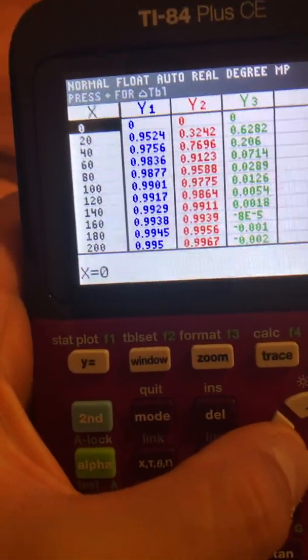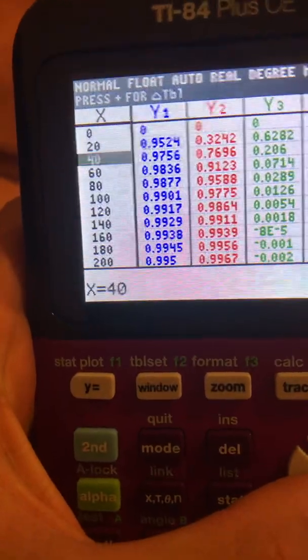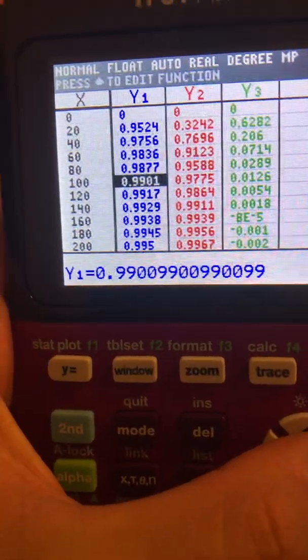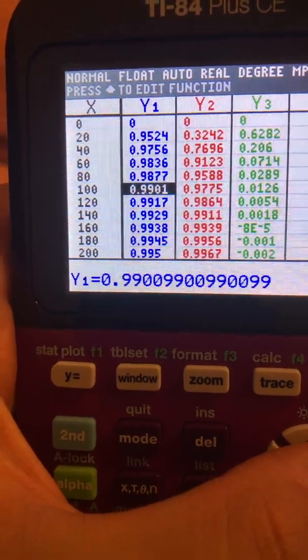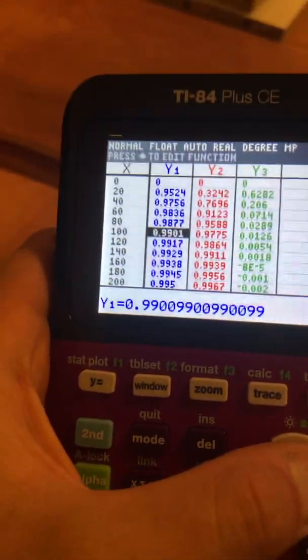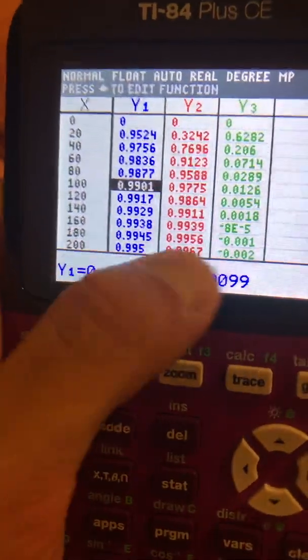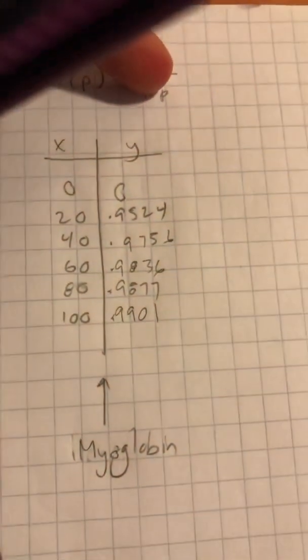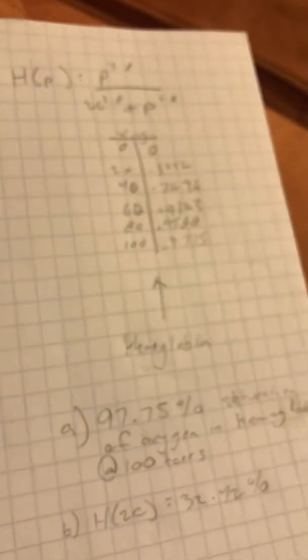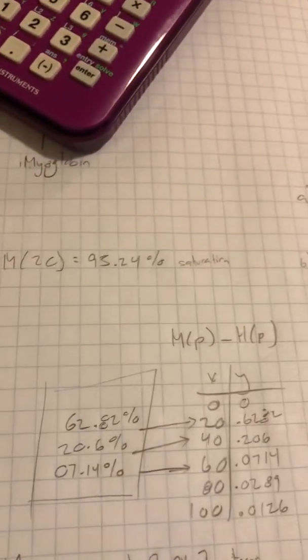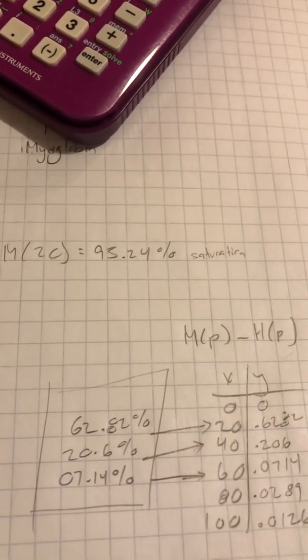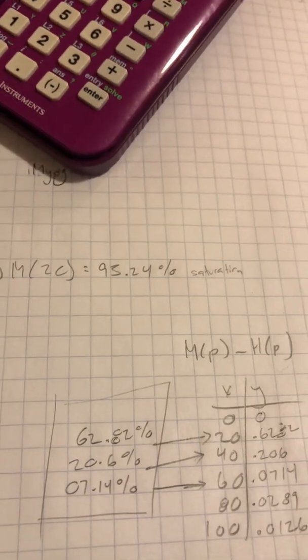So when x, or in this case P, equals 100, H of P is going to equal 0.9901, or 99.01%. And then this is the basis for how we're going to figure out pretty much everything. So I just wrote down the important numbers in the table here. Understand that these are just percentages of oxygen saturation for hemoglobin and myoglobin. So there you go, M of 20, 95.24%. Oh, that's the next question.